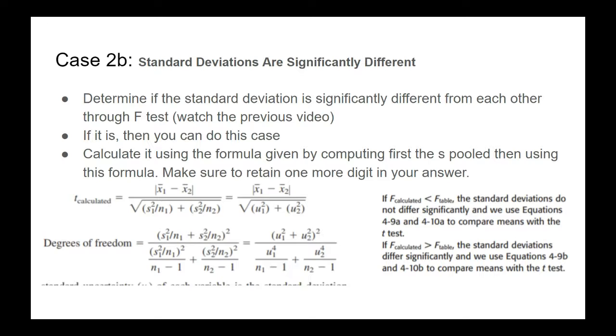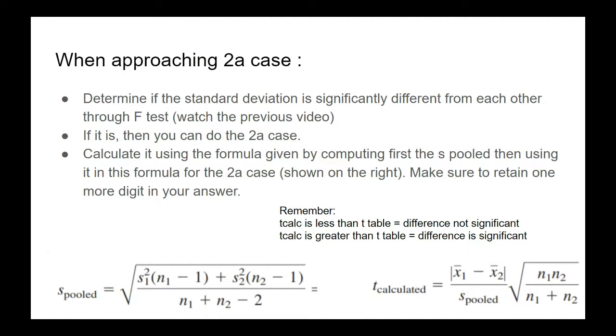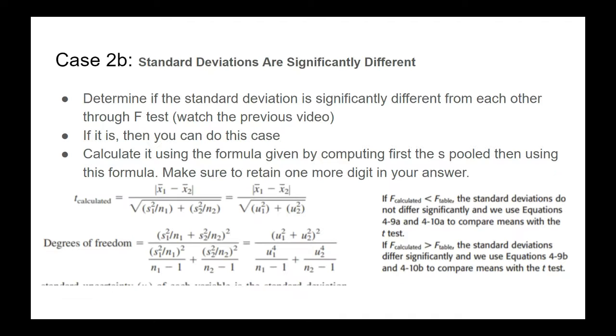Okay? Just remember, we're going to compare the F that we calculated by finding the standard deviation of your data set. If they do not differ significantly, meaning your F calculated is less than F table, that means they don't differ significantly, and then you use this formula. If the F calculated is greater than F table, then we use this formula right here.